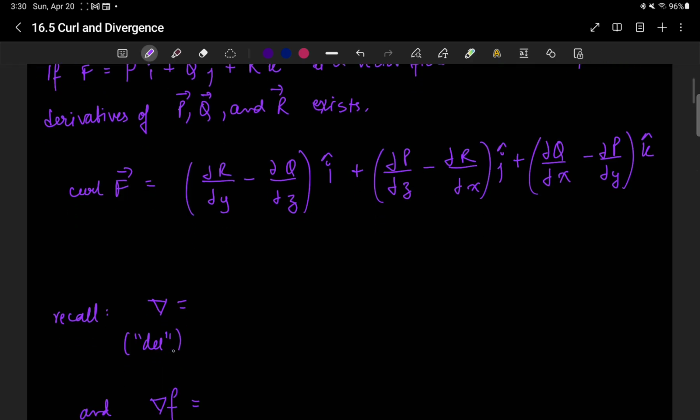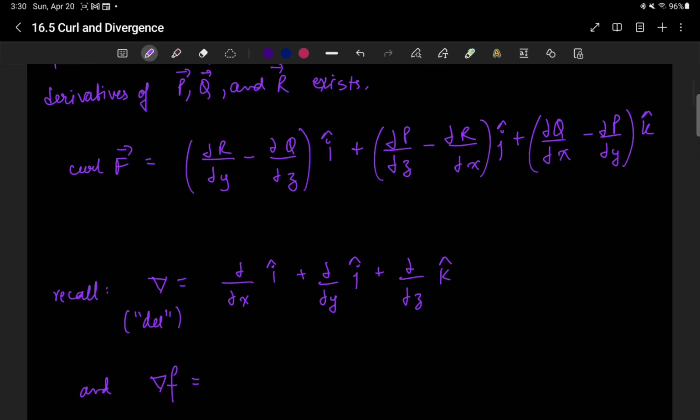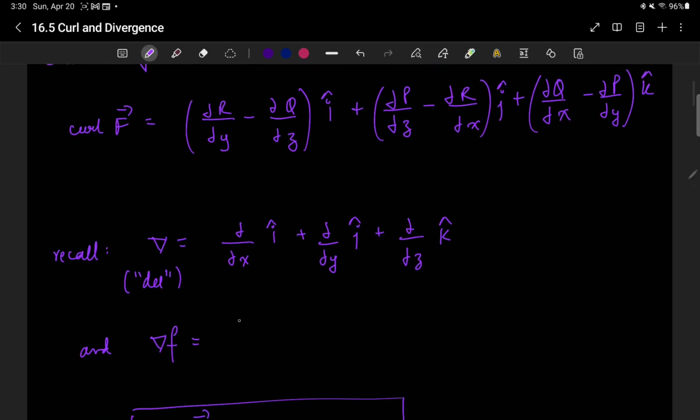To do that, we have to recall this operator, del. This del operator, which we saw when we learned how to find the gradient, is essentially the three partials, del x, del y, del z, written in vector notation with i cap, j cap, and k cap. And we remember that according to this notation, if you take del of f, you take the partial with respect to x in the i direction, the partial of f with respect to y in the j direction, and the partial of f with respect to z in the k cap direction. So that's what this looks like.